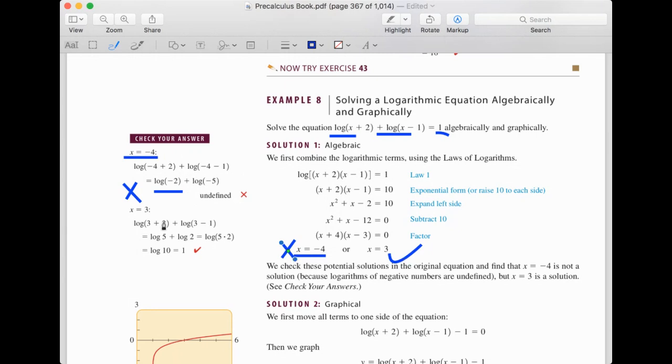Let's check x equals 3. We have 3 plus 2 inside the log, and 3 minus 1, 2 inside the log, both being positive, that's fine. And then when we do the calculation, indeed, we get a 1 on the right-hand side. So x equals 3 is a solution.